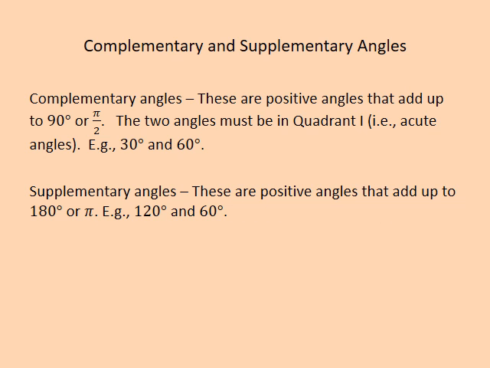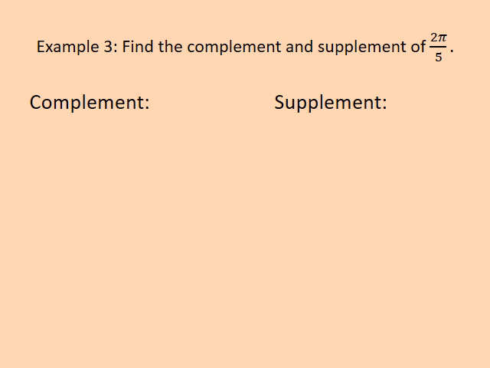You'll probably recall from geometry that complementary angles are two positive angles that add up to 90 degrees. In radians, it would be pi over 2. Supplementary angles are positive angles that add up to 180 degrees, or pi in radians. To find the complement and a supplement of an angle, you either subtract from pi over 2 if you're looking for a complement, or subtract from pi if you're looking for a supplement.